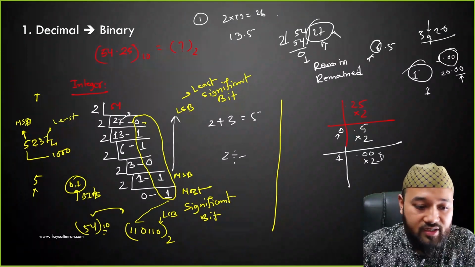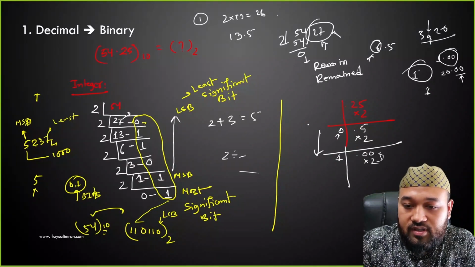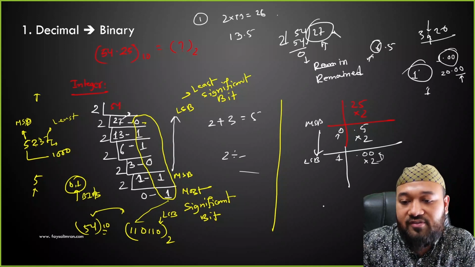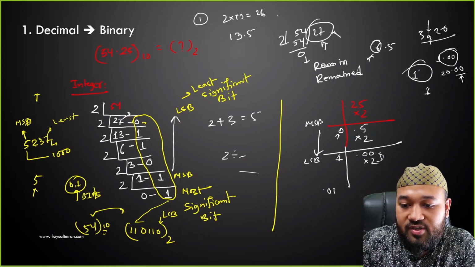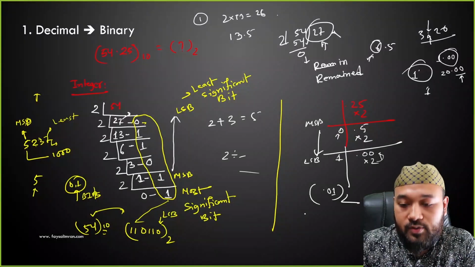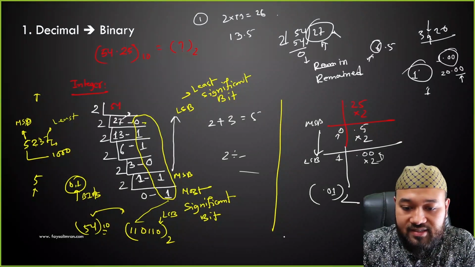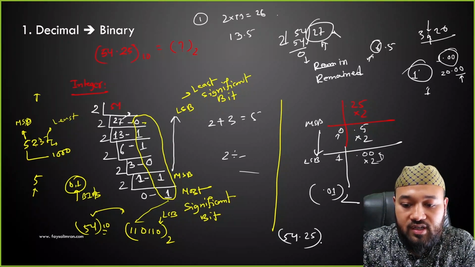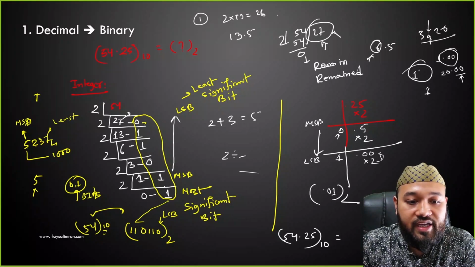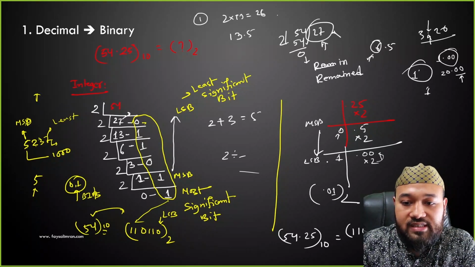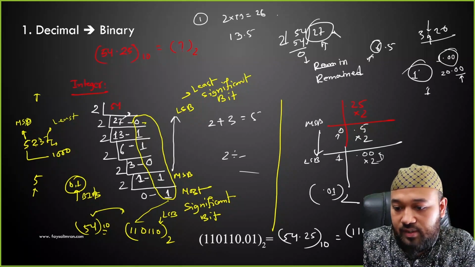So here is our answer. This is called MSB, most significant bit. This is called LSB, least significant bit. That means the answer is 0.01. So we put it here. So the total answer is, 54.25 is our decimal number, and we get 110110. We write here 110110 point, and this is 01.